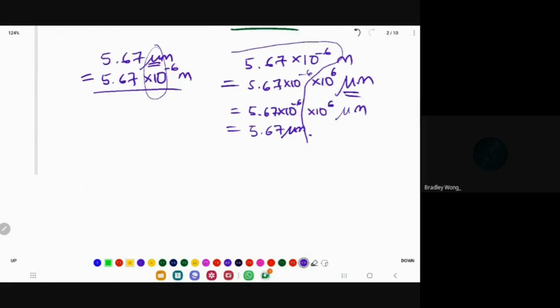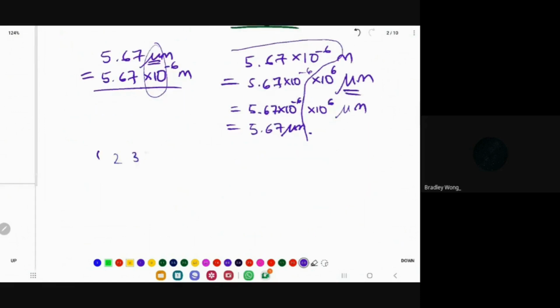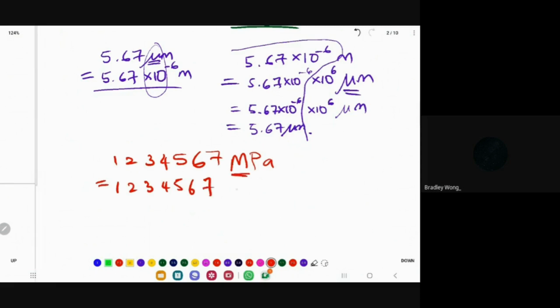Okay, another one. Again, the same question. Let's say this is 1, 2, 3, 4, 5, 6, 7 megapascal. Mega stands for what? 6. See, I do nothing, I just fill in the blank.